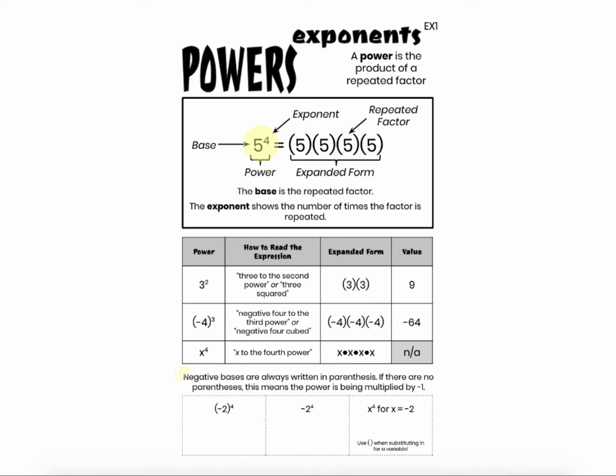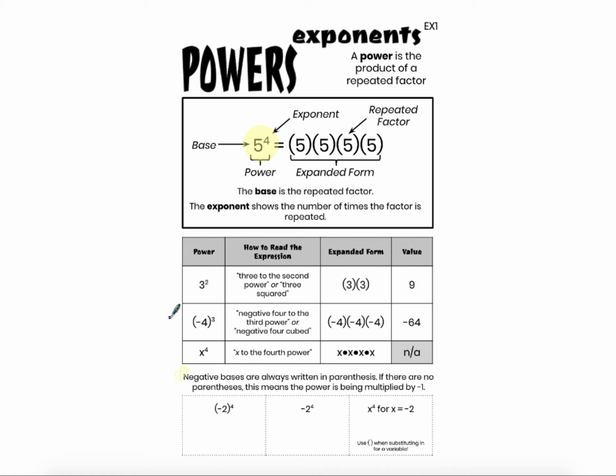Looking at some other examples, we have 3 to the 2nd power, or 3 squared. This is a base of 3 and an exponent of 2. Meaning I multiply 3 by itself 2 times. 3 times 3 is the expanded form with a value of 9.